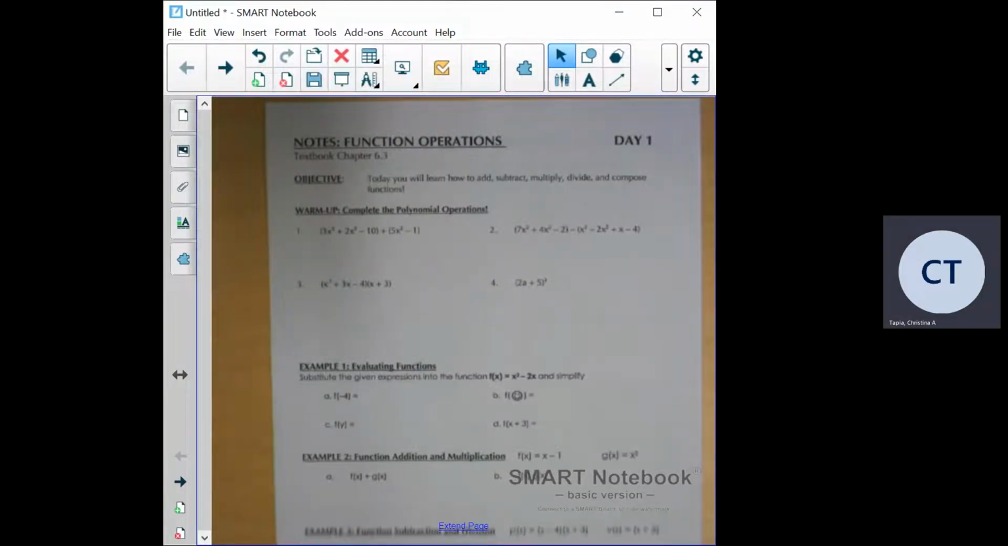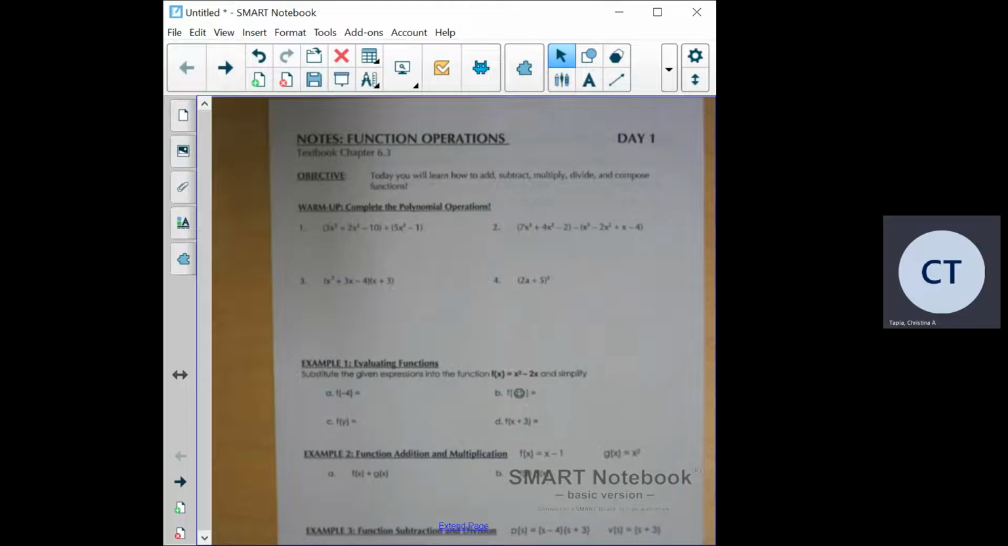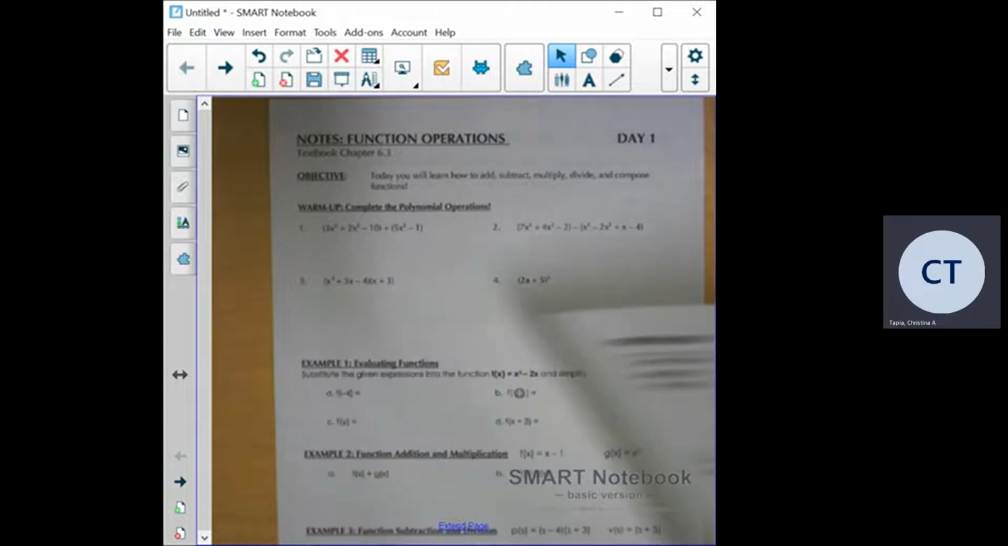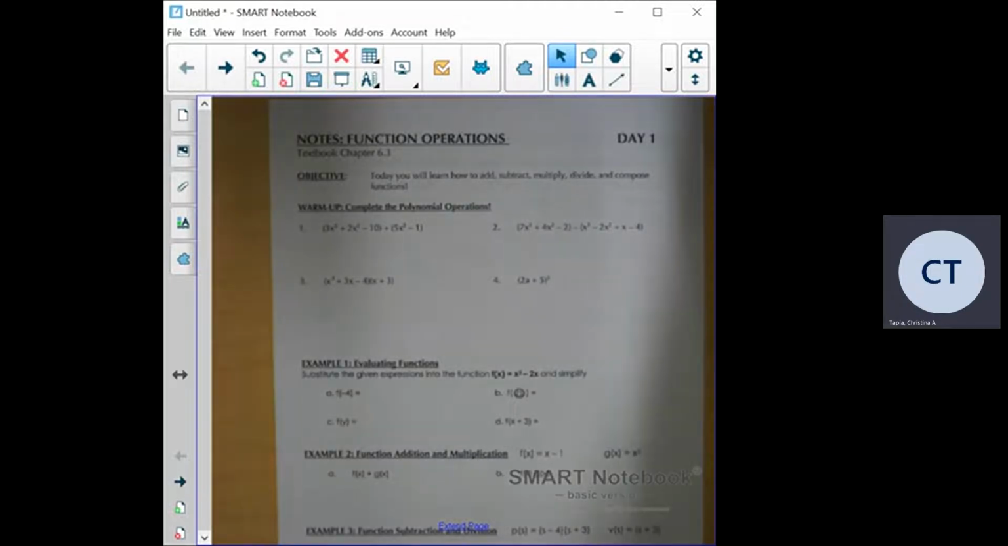So function operations is what we're going to look at first. It literally is a review of Algebra 1, and we did go through this again in Algebra 2. The second page of this, which is composite functions, we've also gone through in Algebra 2. So I'm going to go through both of these pages. It's designed to be a review, but I'm going to make sure that you guys have a good understanding of it before we finish up.